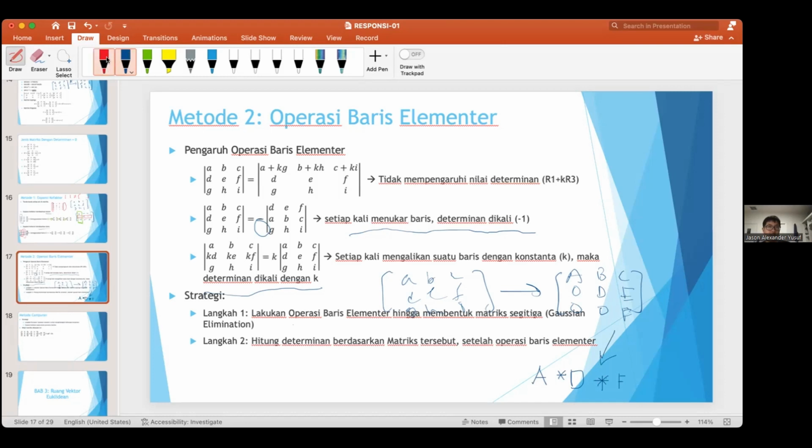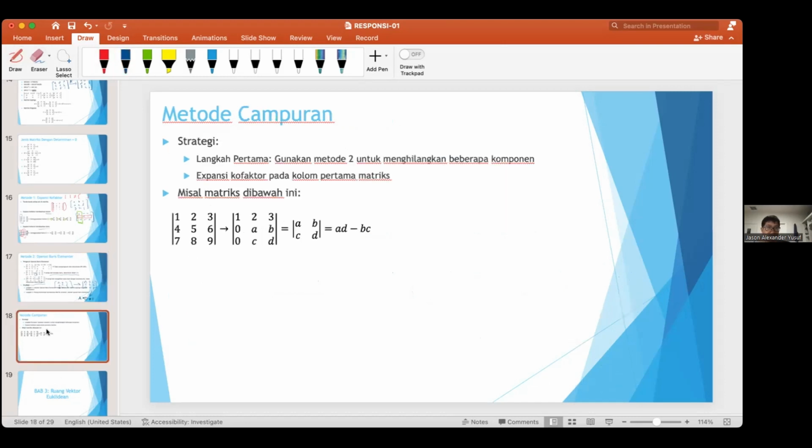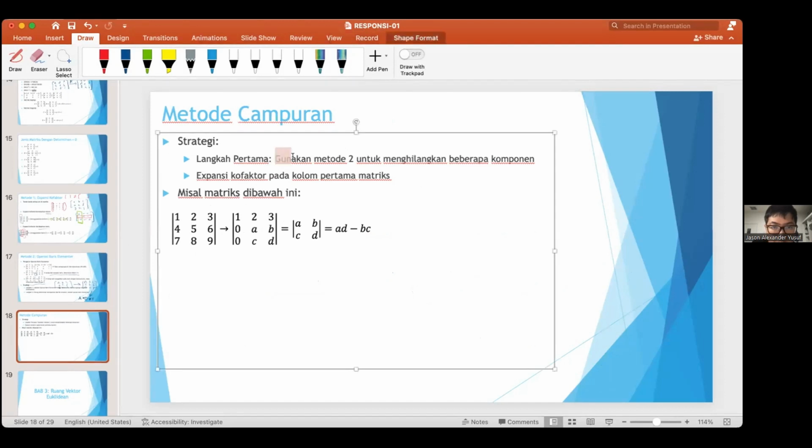Okay, so the last method is a mixture of method 1 and method 2. This is the strategy that you use. The first step would be to use method 2 to make some of the components gone. What I mean by that is, let's say we focus on the first row to make it easy for us. We knock out 4 and we knock out 7 using elementary row operations until we get 1, 0, 0, 2, 3, A, B, C, D.